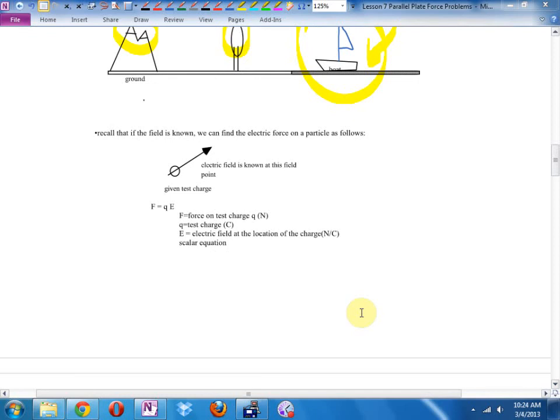So, lightning. Recall that if we know the field, we can also find the electric force on a particle as follows. Remember earlier, Sam, I said this: electric field was defined as how much force per charge. I guess that means I can also think about electric force as how big the charge is at that location times how big the electric field is at that location.